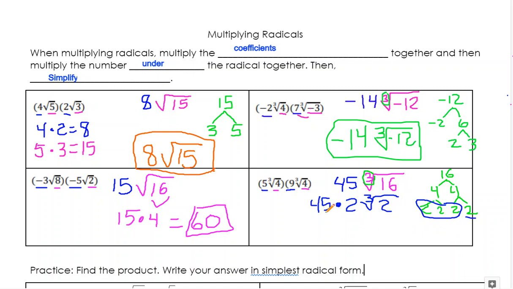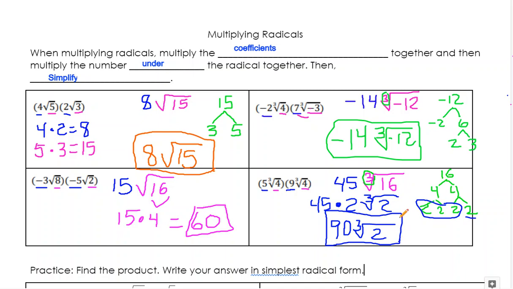So from here, I can simplify this more. I can do 45 times 2. 45 times 2 is 90. So that would leave me with 90 cube root 2. And that is my final answer. I can't do anything else.